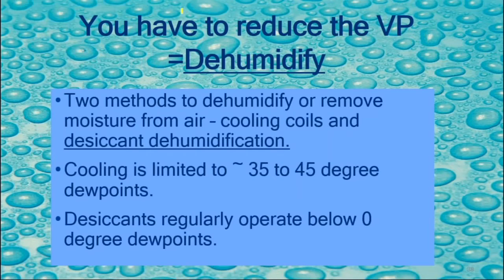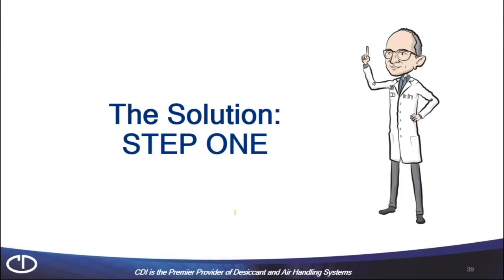So if we can't do it with a strip curtain, if we can't do it with a cooling coil, what can we do it with? And really what it gets down to is desiccant dehumidification. Yes, you can do some moisture removal, some dehumidification with a cooling coil, but you're again going to be limited to that 35 or 45 degrees without getting back into trouble with ice and so on. So we will use desiccants. They regularly operate at or below a 0 degree dew point. You can definitely get that dry if you wish.